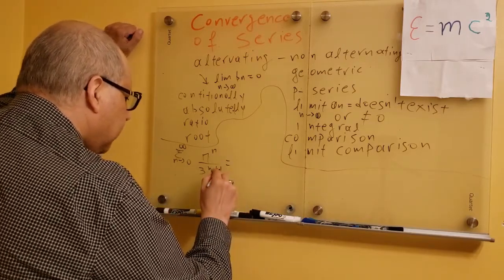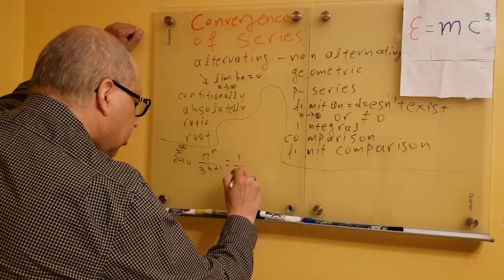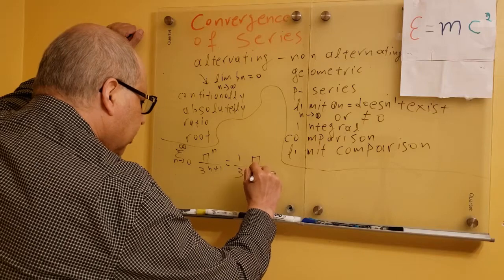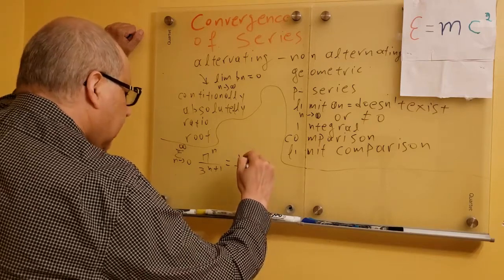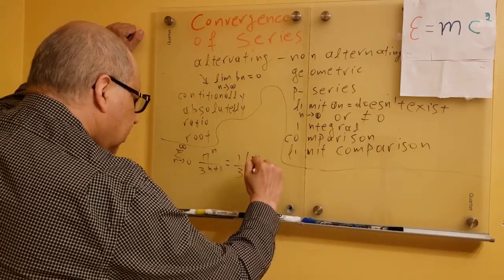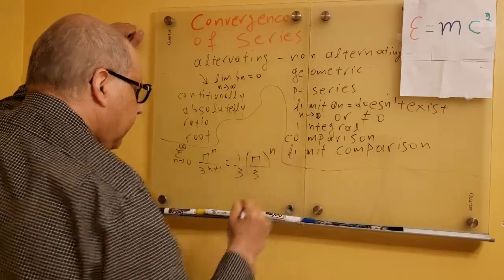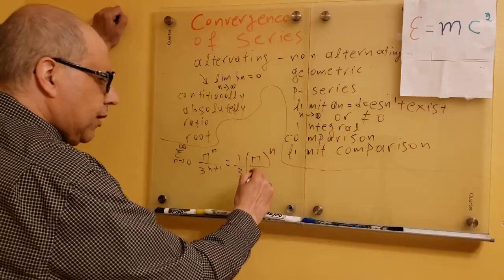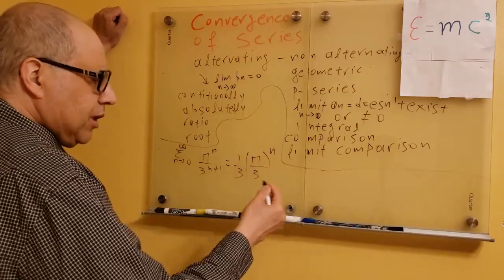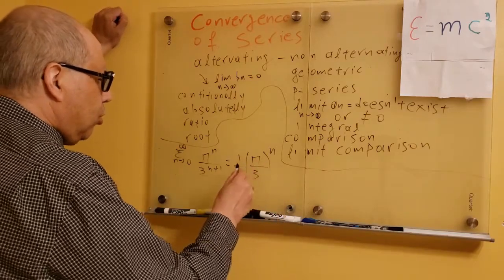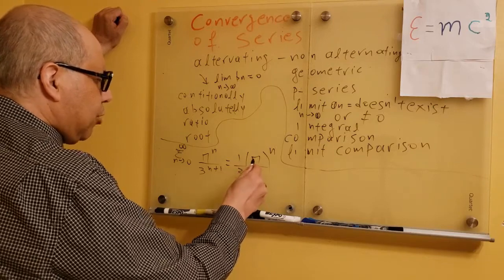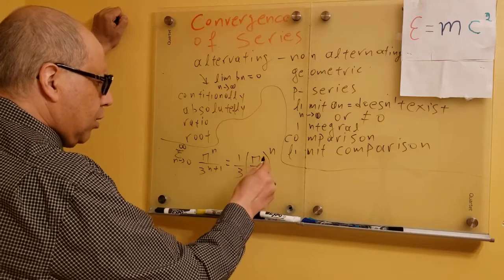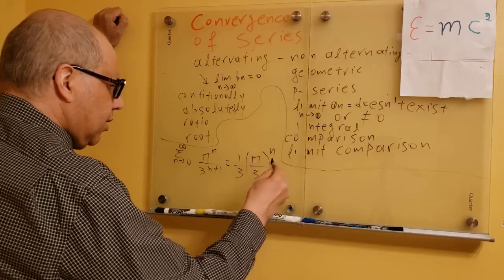Because here you have plus 1, you can take the 1/3 outside, and the rest you can write as pi over 3 to the n. And this is a geometric series. Because pi over 3 is greater than 1, that means that this series diverges.